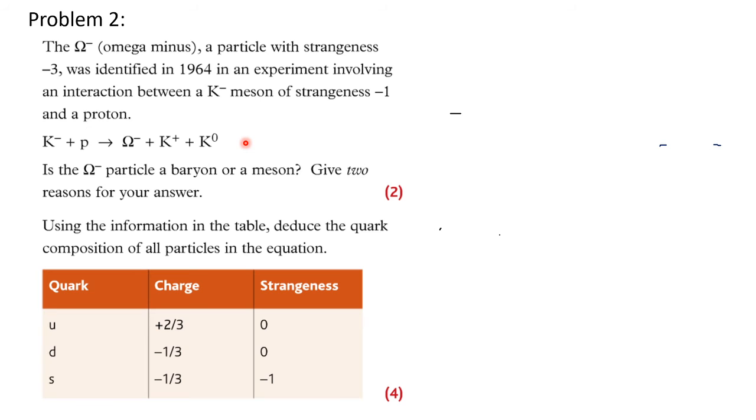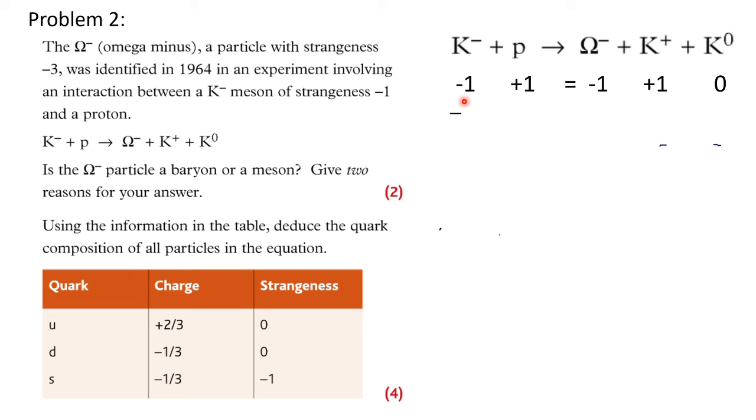So let's work out something like previous, right? So first write the equation. In the exam also you can write like that, and below first write the charge. Now here the K minus is minus 1, proton plus 1, omega minus minus 1, K plus plus 1, and 0. So we can see that the left and right charge is conserved. Minus 1 plus 1 is 0, minus 1 plus 1 is 0, and this is 0, right? So charge is conserved, no problem in that.